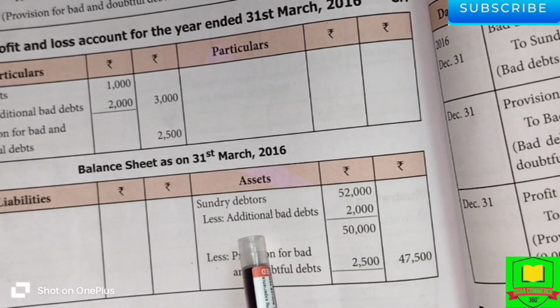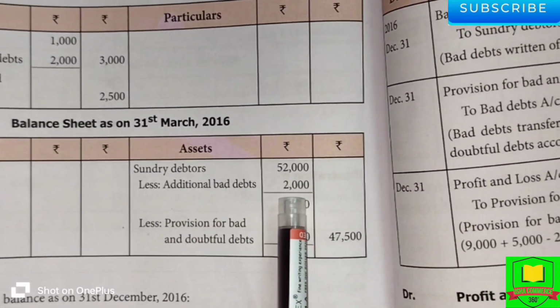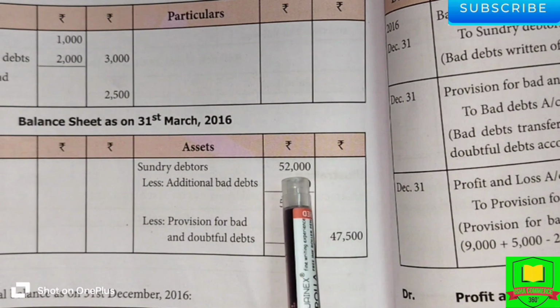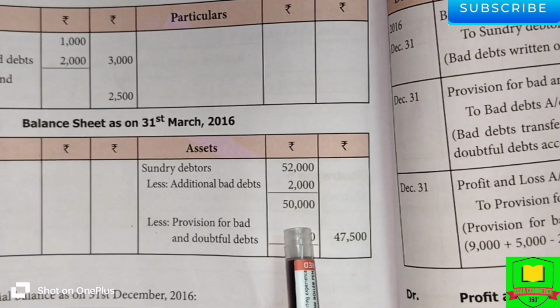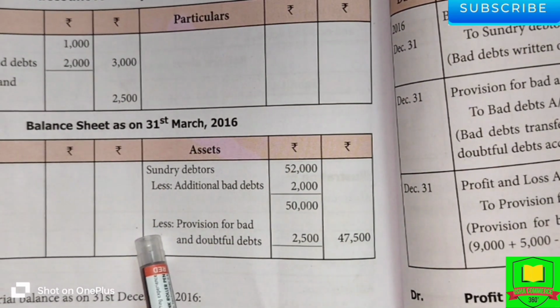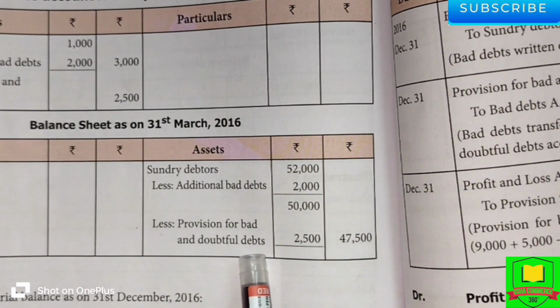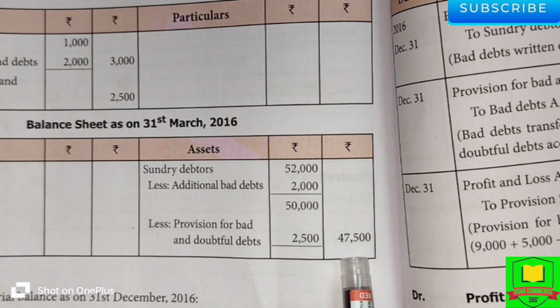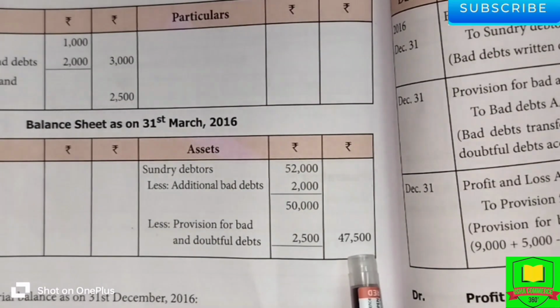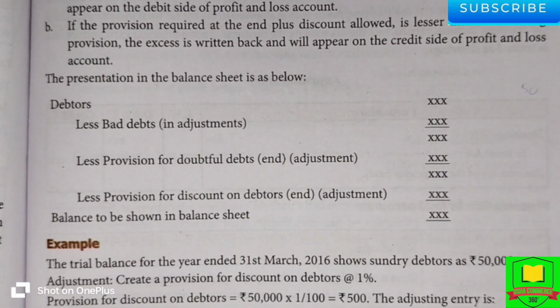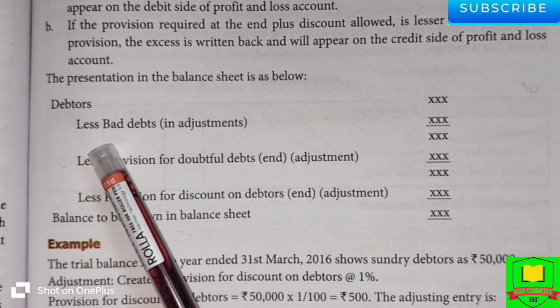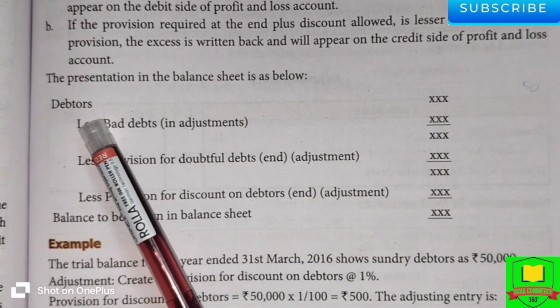So we have to subtract the additional bad debts 2,000 rupees from the sundry debtors 52,000. We will get 50,000. From the 50,000 we have to minus the provision for bad and doubtful debts 2,500. We will get 47,500 rupees. Listen carefully. As per the format, we have to separate it from the sundry debtors.